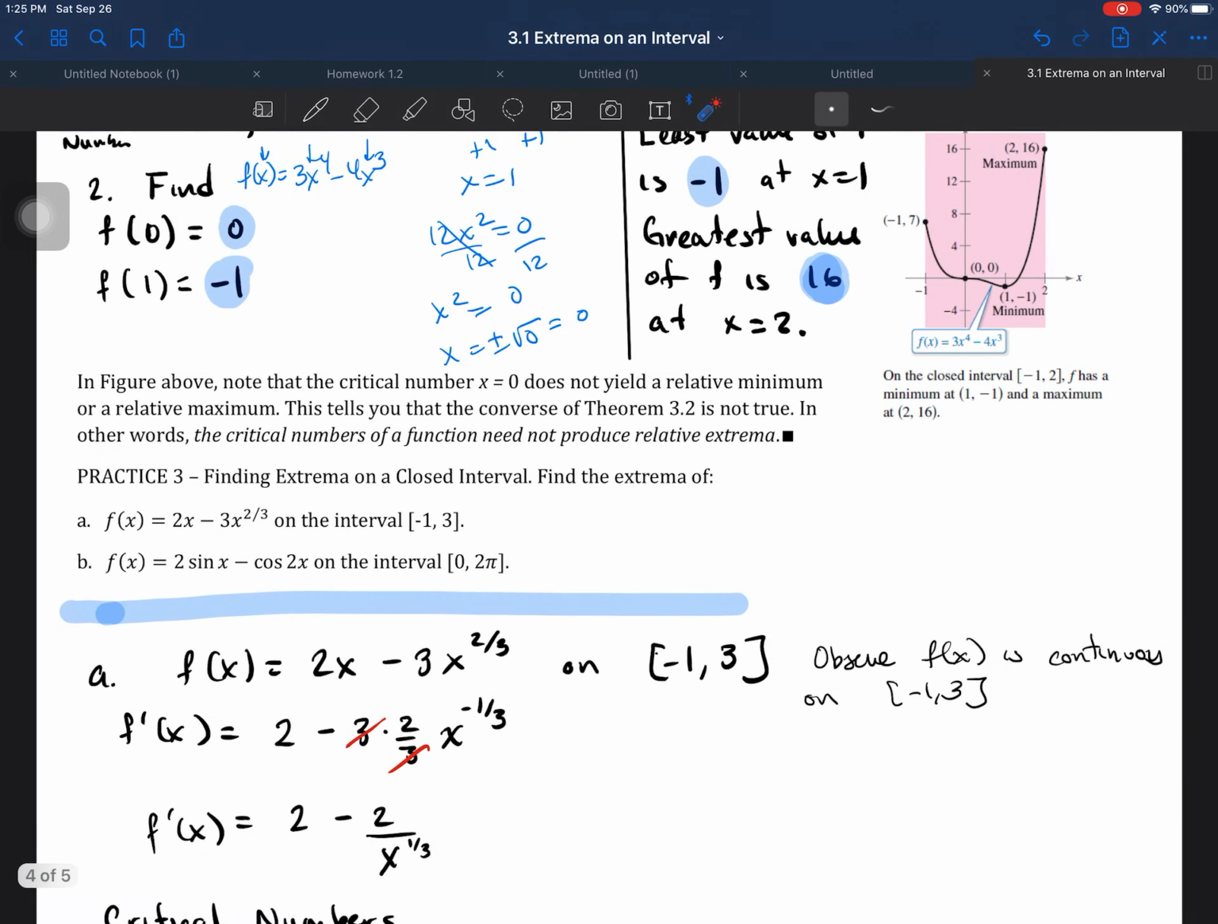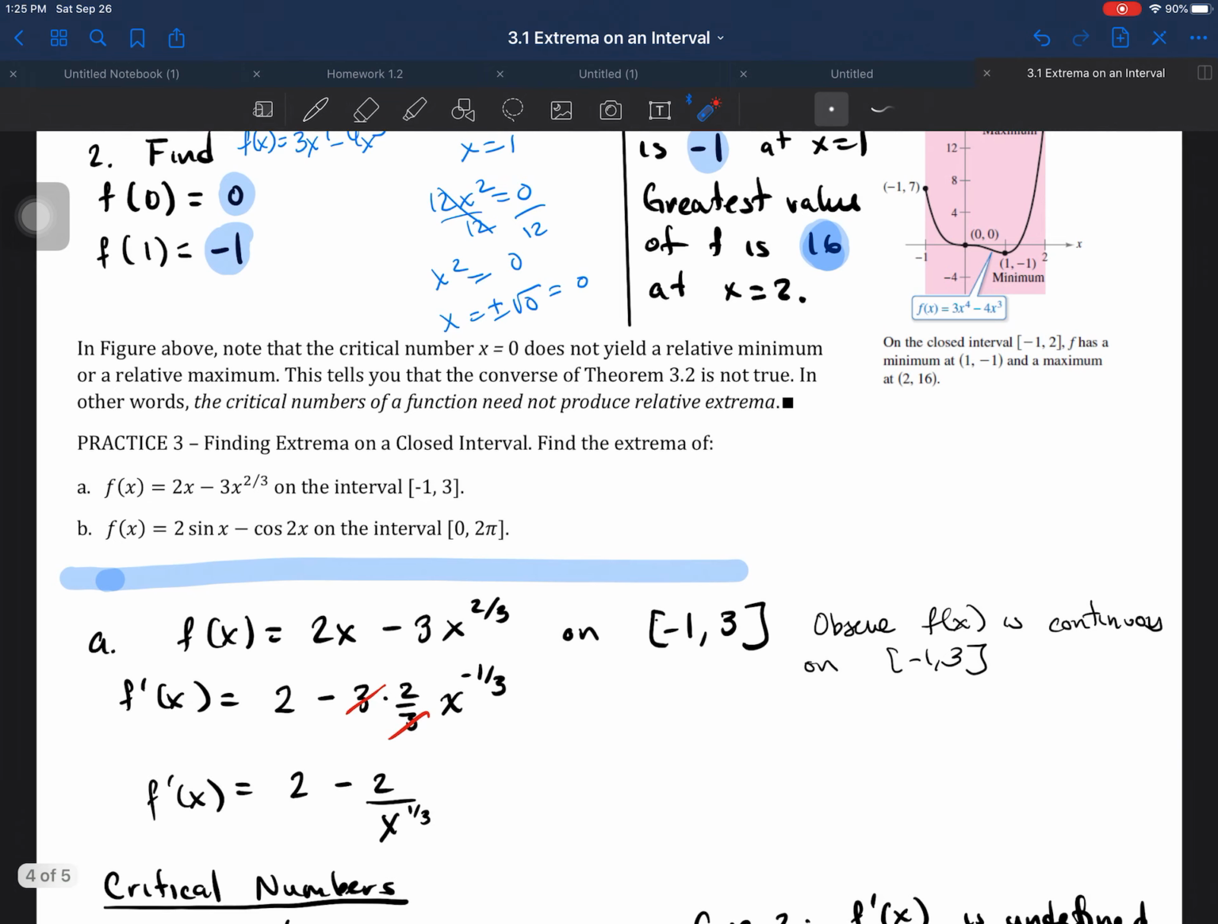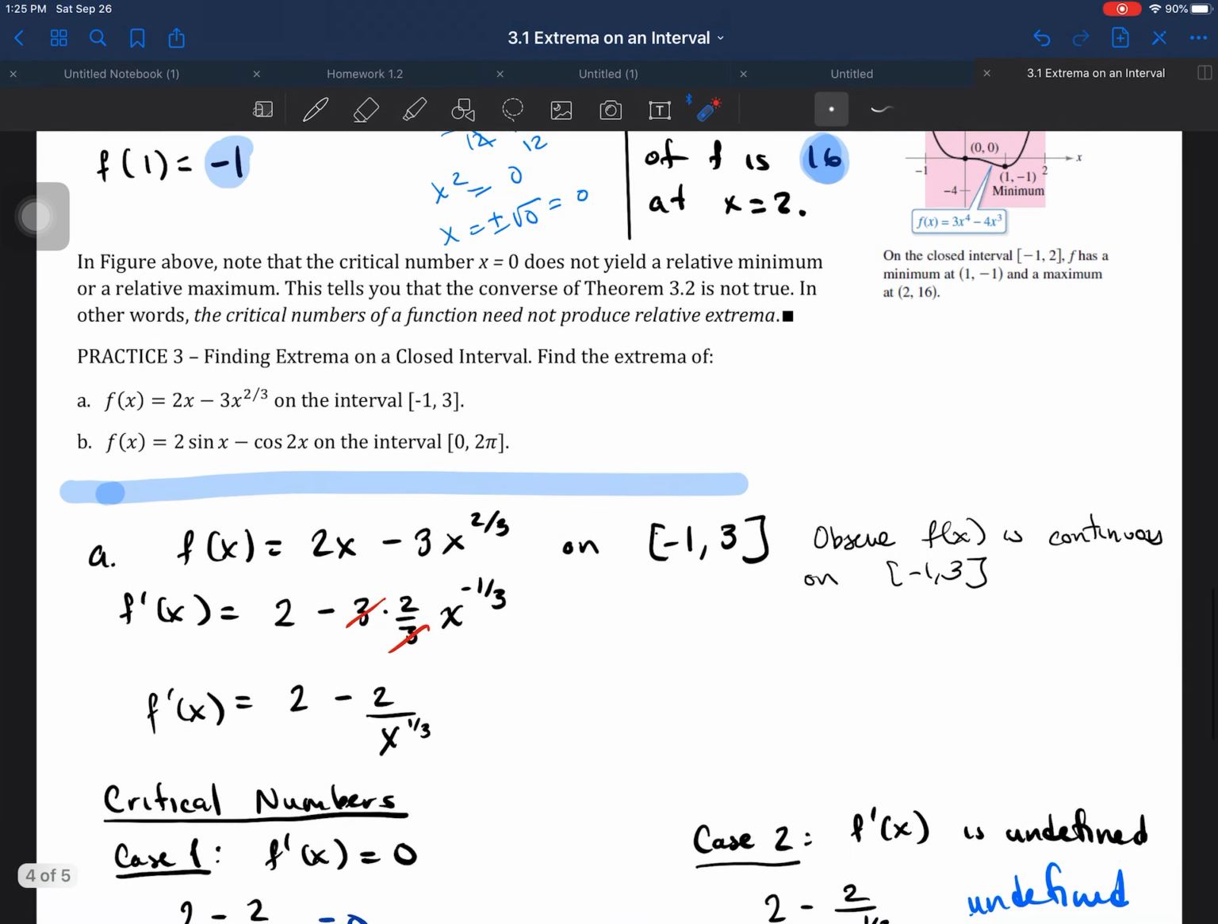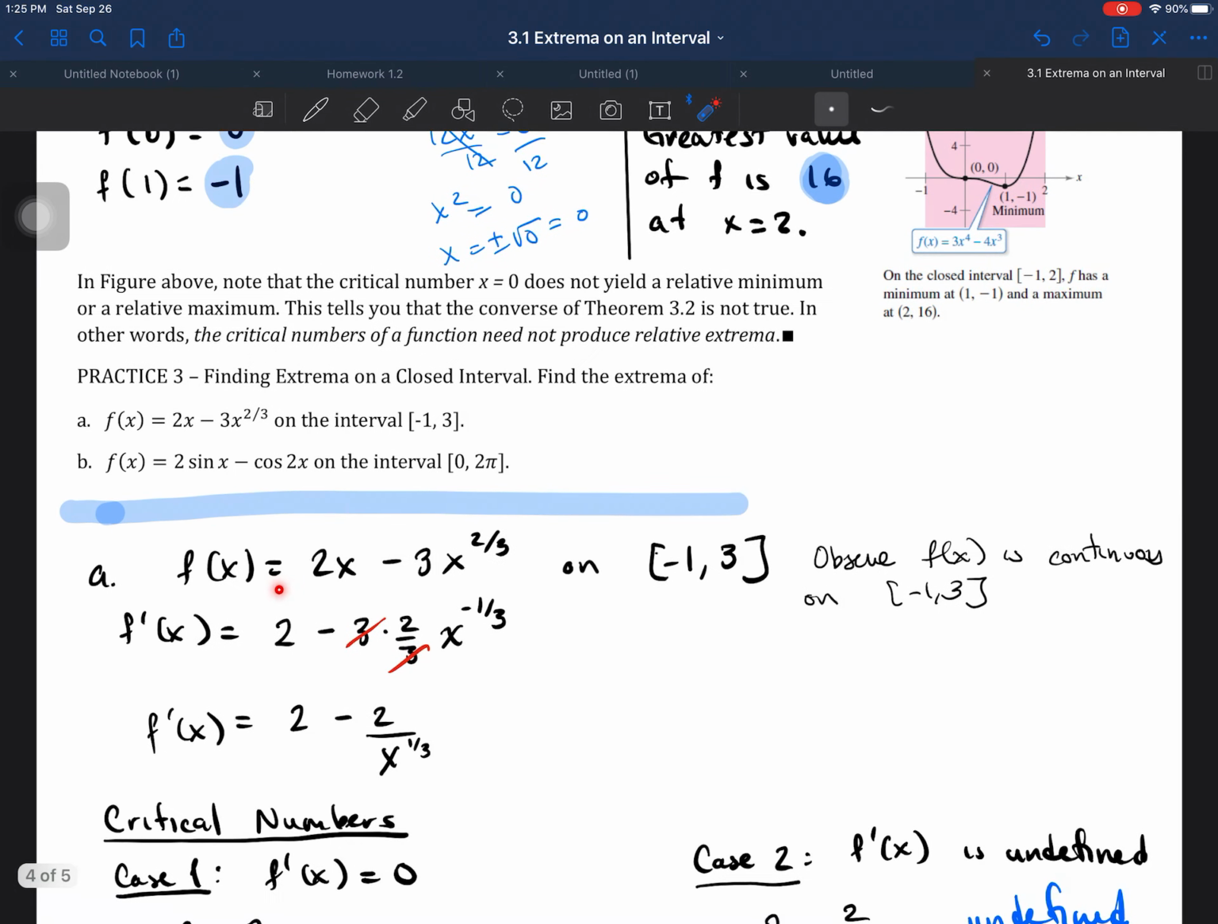Want to continue with the next one. We have: let's find the extrema on the closed interval for the following functions. So let's start with A. First things first, check the two conditions. Is the function defined on a closed interval? The answer is yes. Is the function continuous? And that is yes, right?